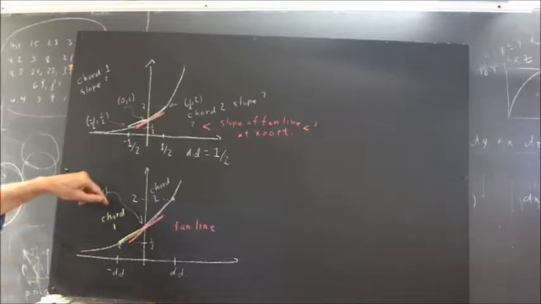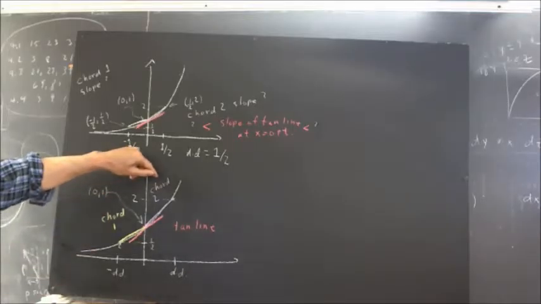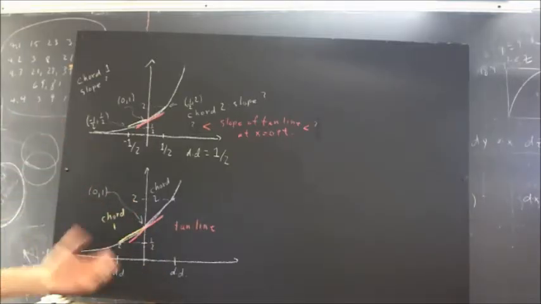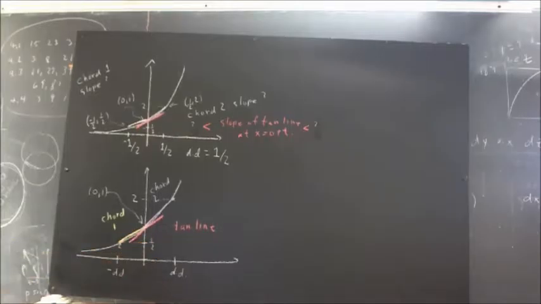Now, finding the slope of chord 1 and the slope of chord 2, it's going to be difficult to find those slopes. The best way to narrow down the doubling displacement is to actually construct a graph with that doubling displacement and measure the slope of the tangent line. Figure out the slope of the tangent line.